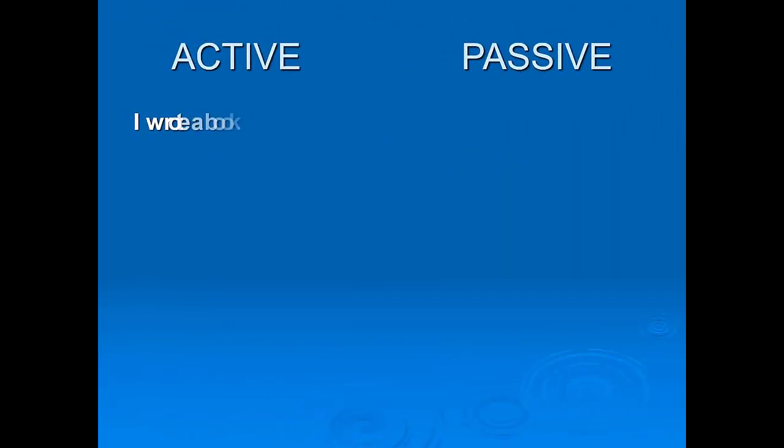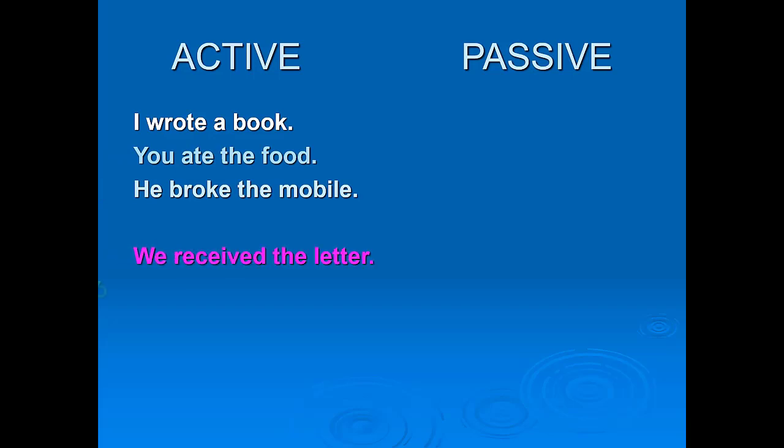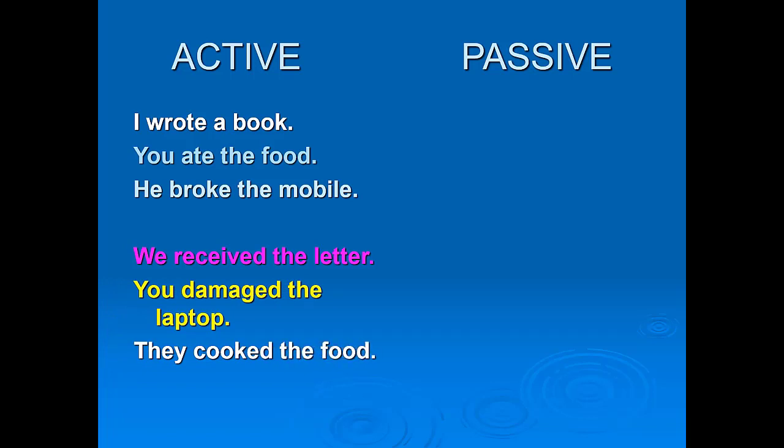Active and passive. Here are more examples on past simple. I wrote a book, you ate the food, he broke the mobile, we received the letter, you damaged the laptop, and they cooked the food. In these examples, we have past here, wrote, and then you have ate, broke, received, damaged, cooked. So all the verbs are in the past simple tense.